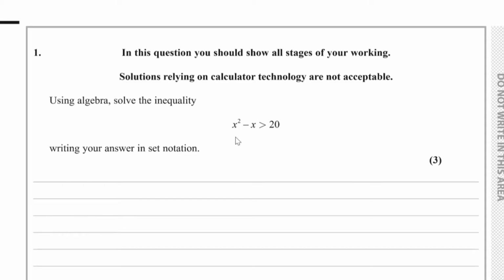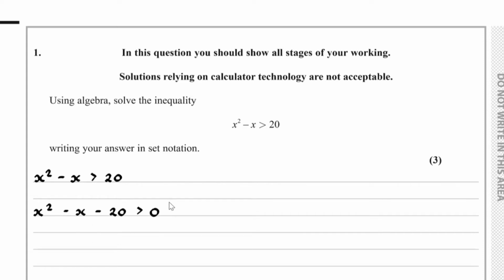Using algebra, we have to solve the inequality x squared minus x being greater than 20. First of all, let's rearrange so one of the sides is 0. We can do this by subtracting 20 from both sides. If we do so, we have x squared minus x minus 20 is greater than 0.